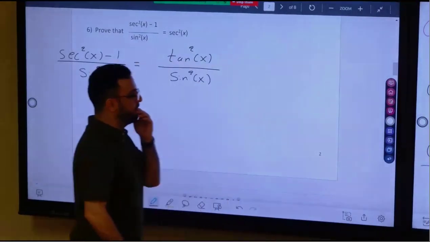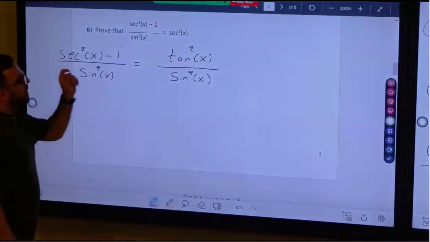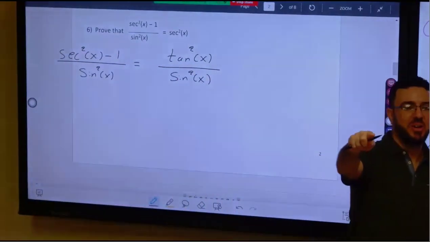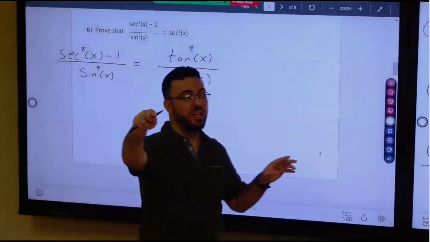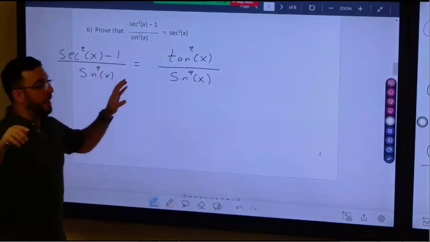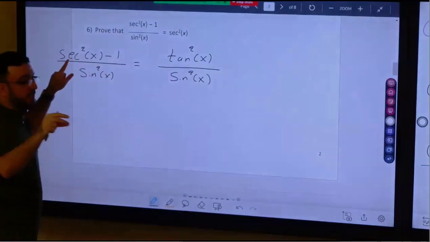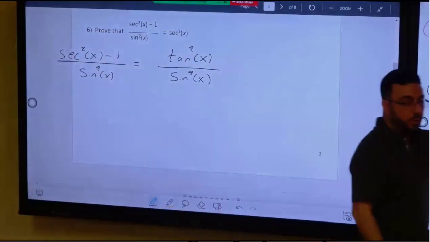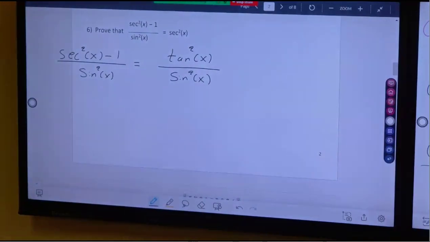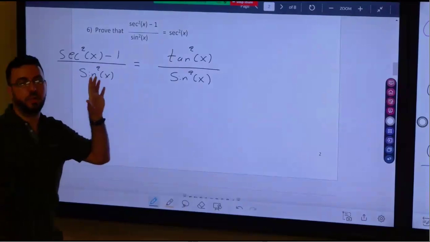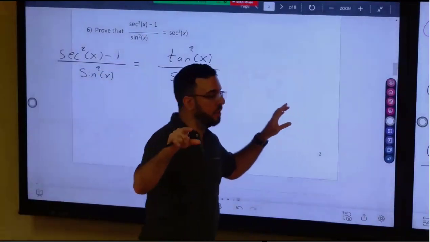Okay, now what's the next step? My goal was what? Check here, what we have here: secant squared x minus 1. On this board, you remember when we wrote the partial? Secant squared x minus 1 equals what? Tangent squared x. You got it? If you are confused about the small details, just ask.